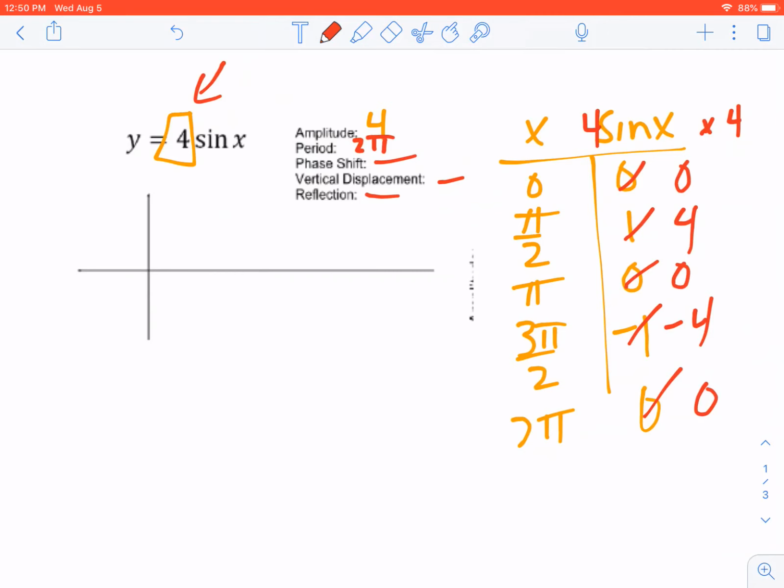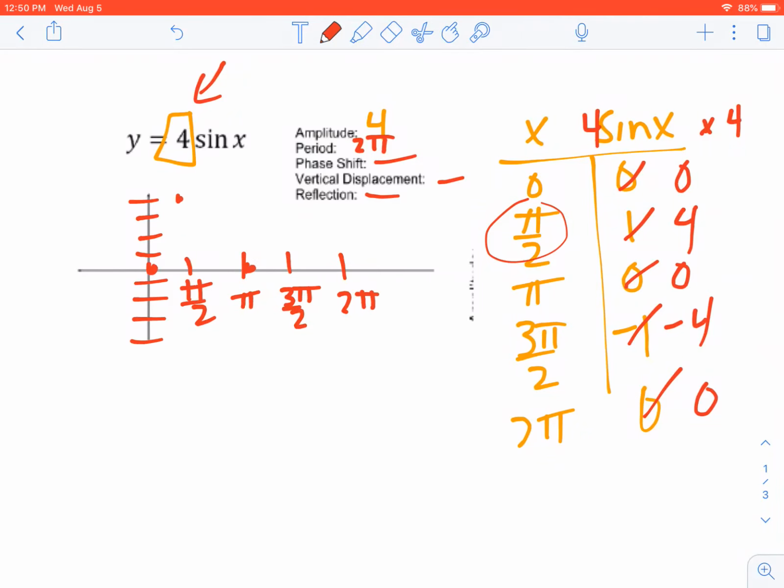So now we plot. And I know that I have pi over 2, I have pi, I have 3 pi over 2, 2 pi. That's clearly marked. This is showing me evidence that you know exactly where each of those points have to go. And I only need one period. You might have a teacher that will require more than one, but this gives me the information I need to know.